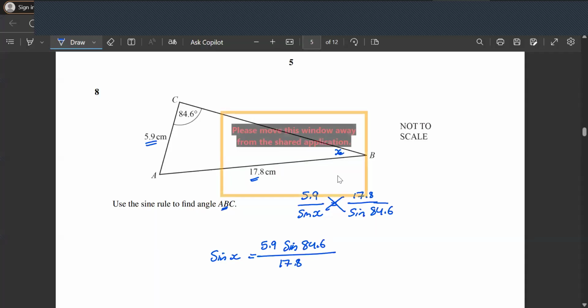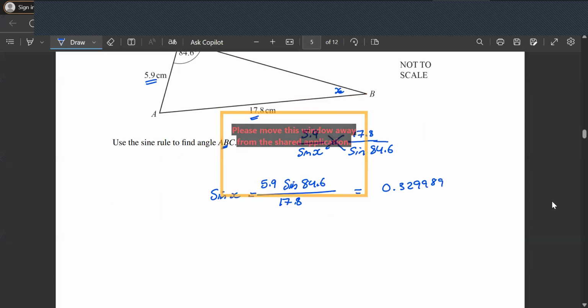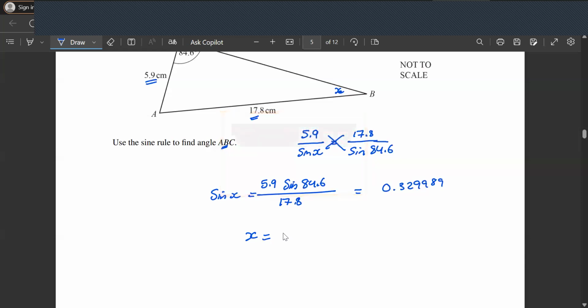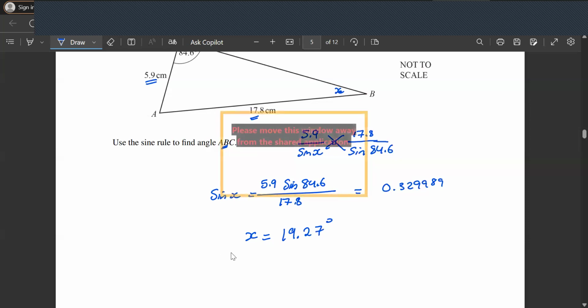5.9 sine 84.6, then down 17.8. So here equal what? This number. Don't write it but use it directly on the calculator. So X equals sine inverse of this number. So X will be equal what? 19.27 degrees, which is angle ABC.